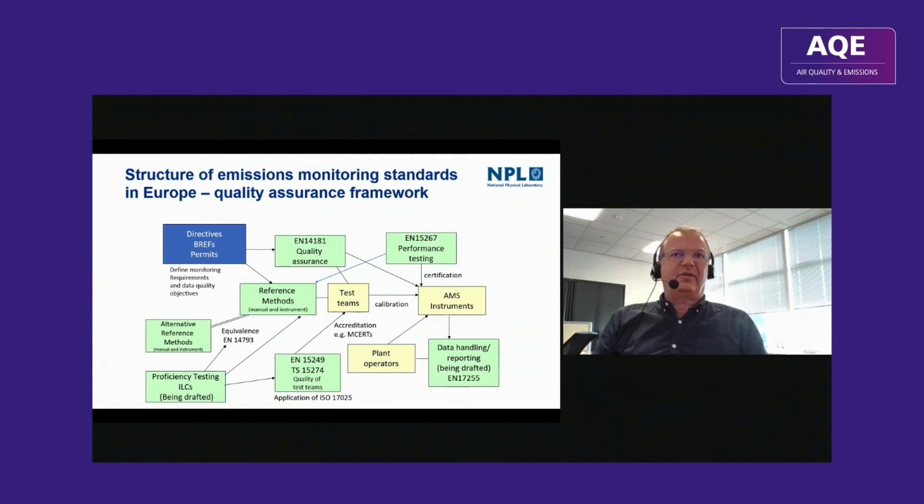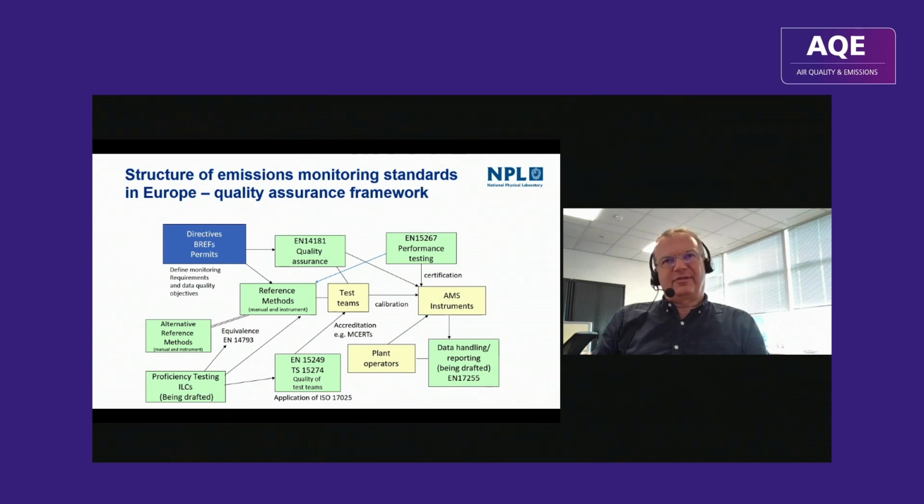This slide just lays out the interrelationship between some of the European standards and how quality is maintained. So the automated measuring systems are the means to report continuous emissions. They are calibrated by test teams carrying out parallel reference methods, and that calibration requires reference methods to be able to provide high quality data, which is providing the fundamental traceability and calibration to the automated systems, which are then reporting data the plant operators are using to report for regulation. So the performance of the reference methods is critical in ensuring the quality of reported data.